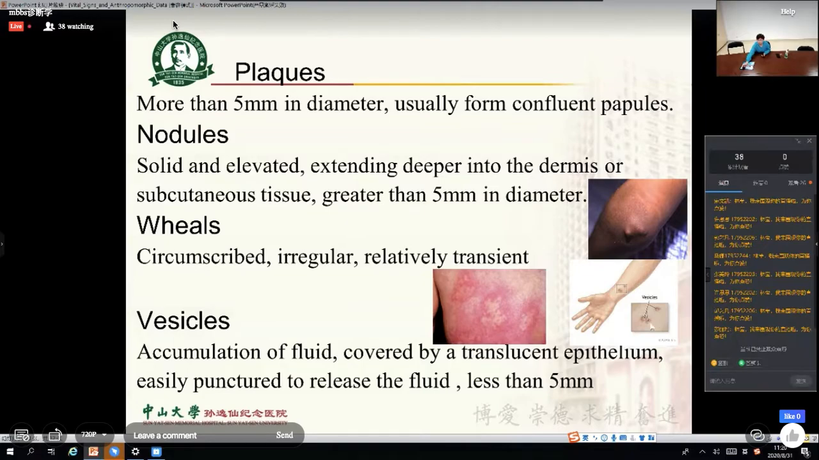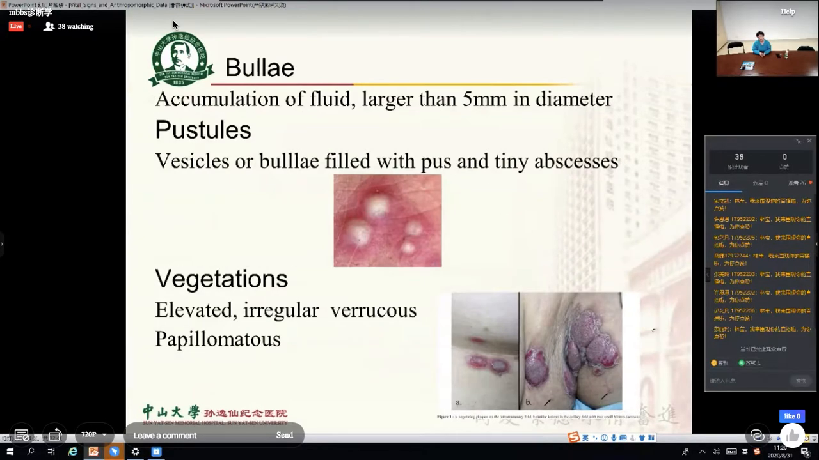Vesicles, like this, are accumulations of fluid covered by a translucent epithelium, easily punctured to release the fluid, at less than 5 millimeters. These are the vesicles. Bullae are accumulations of fluid larger than 5 millimeters in diameter. And sometimes we can see an accumulation of pus, and then we call these pustules. These are vesicles or papules filled with pus, tiny abscesses.